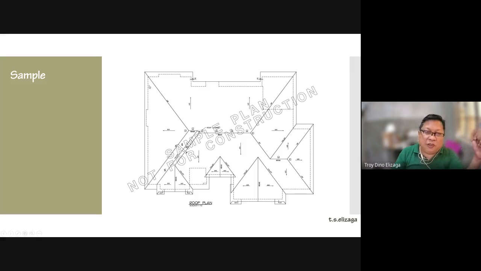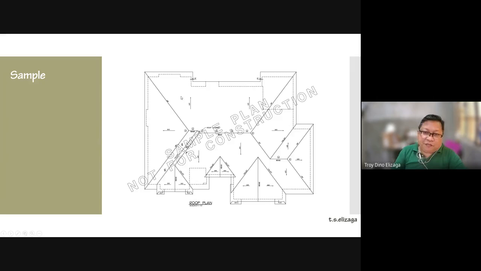Just one drawing. And then you're supposed to label that. It's not done here. And you're supposed to indicate that this is the outline of the wall below. Just in case you encounter a foreman or an engineer who does not know how to read roof plans. It happens. It's unfortunate, but it can happen.